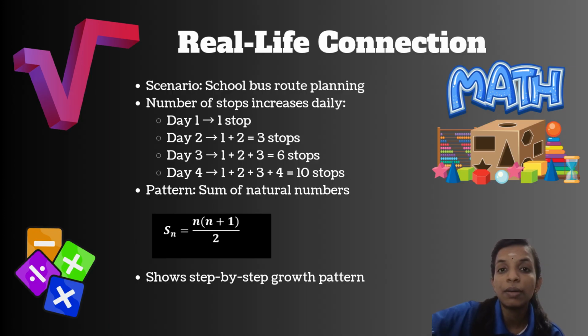Now let me explain the pattern. These follow the sum of natural numbers, where we keep adding 1, then 2, then 3, and so on. Instead of calculating every time, we use a formula to make it easier. So S n equals n times n plus 1 divided by 2. This formula helps us quickly find the total number of stops by day. So this shows a step-by-step growth pattern in a real-life context.